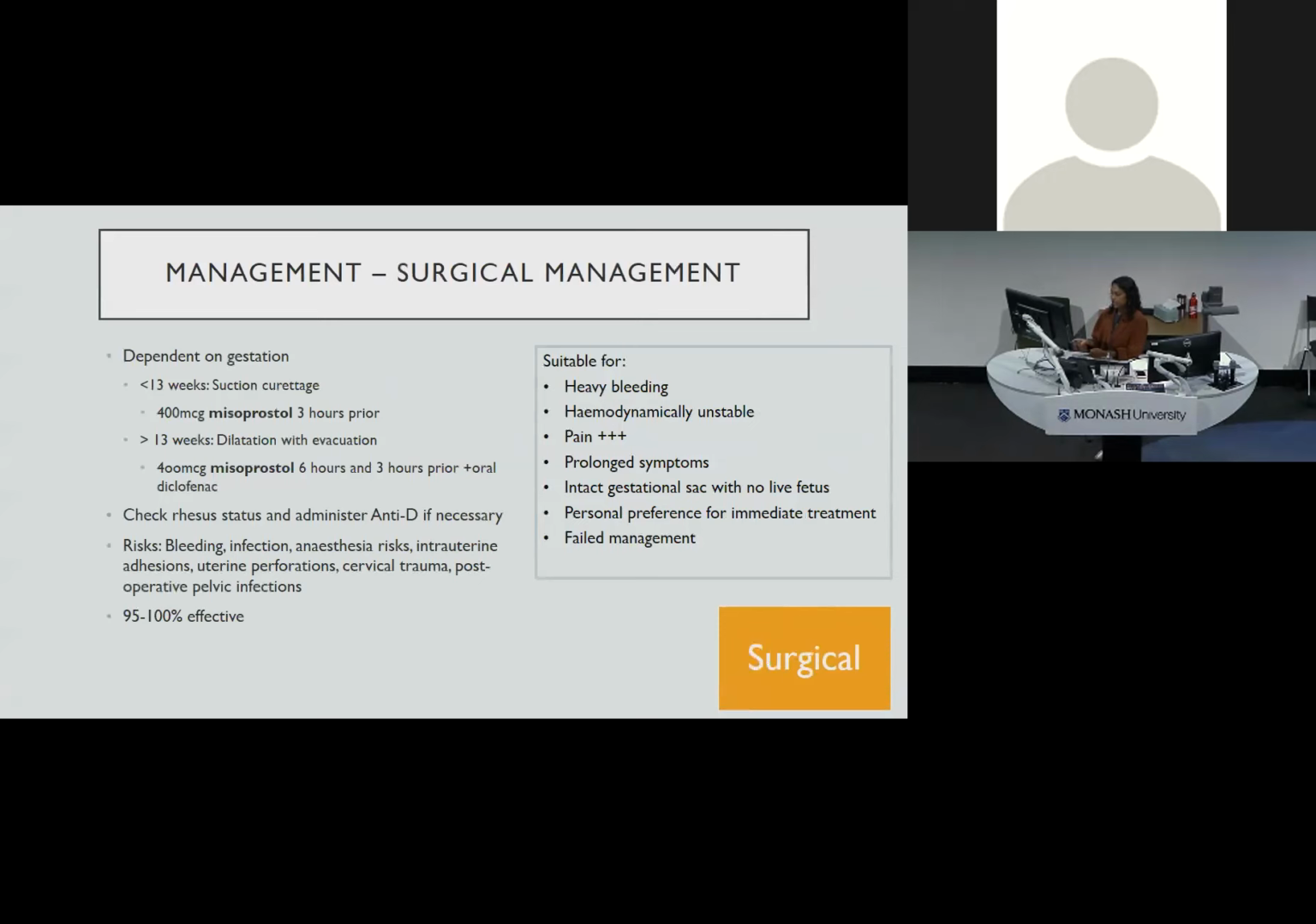Again, check your rhesus status and give anti-D, and there are risks like any surgical procedure, so ensure that you have counselled about those risks. Those risks include intrauterine adhesions, uterine perforations, pelvic infections. They're really rare, but just mention them. But surgical management has your best success rate, so that's about 95 to 100%.